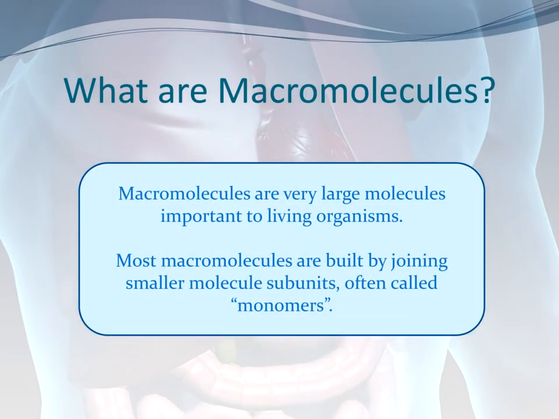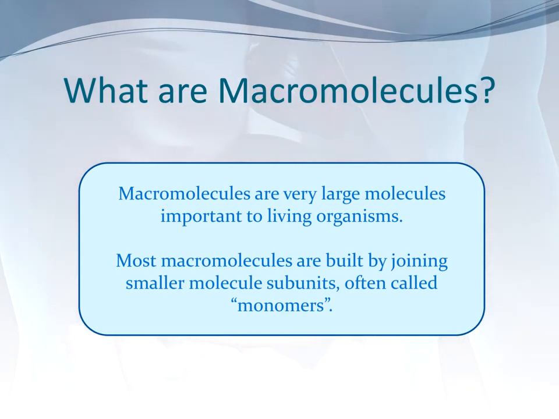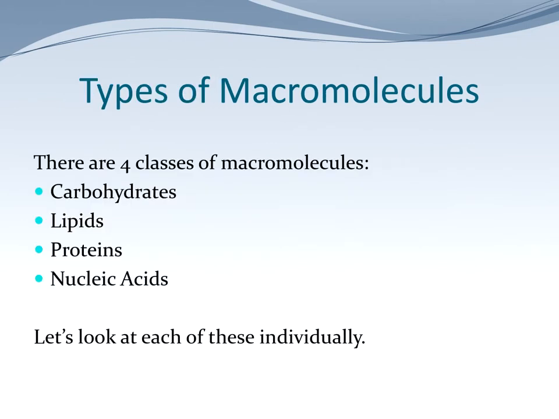Macromolecules are very large molecules important to living organisms. Most macromolecules are built by joining smaller molecule subunits, which are often called monomers. The term monomer basically means single unit. There are four major classes of macromolecules that are important in biology, and they are the carbohydrates, the lipids, proteins, and nucleic acids. The rest of this slideshow will look at each of these macromolecules individually.